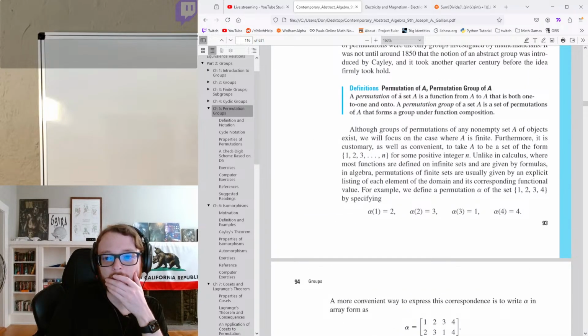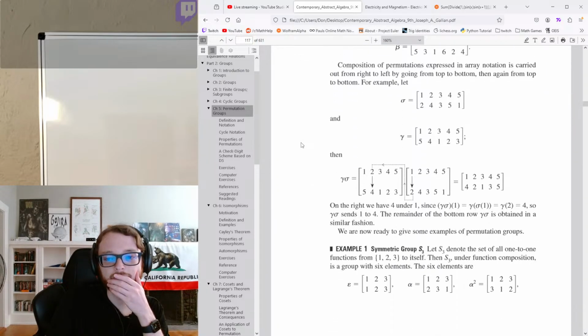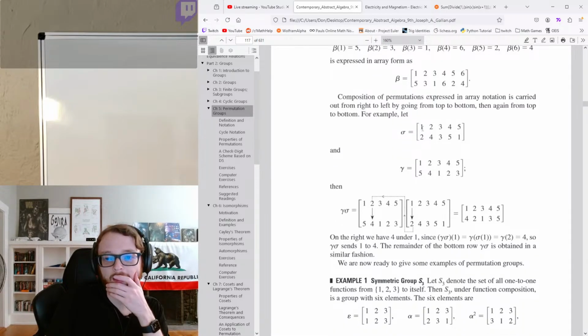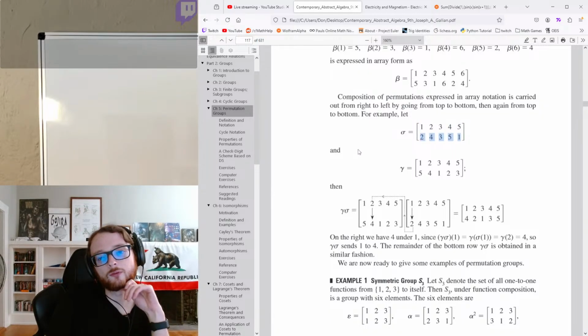I need to reread this definition. One-to-one and onto. Okay. So we get these matrices where we have basically the indexes in order for the first row, and the second row is what each one of those indices gets assigned to. So in this sigma permutation, if you gave it a 1, it would give you a 2. If you gave it a 2, it would give you a 4, and so on like that.